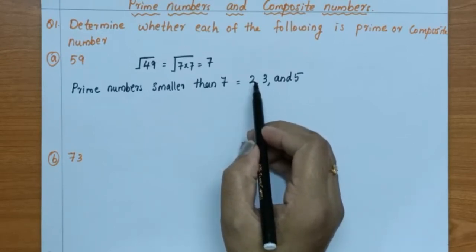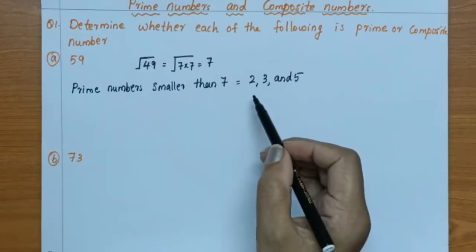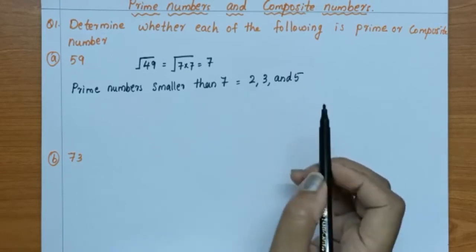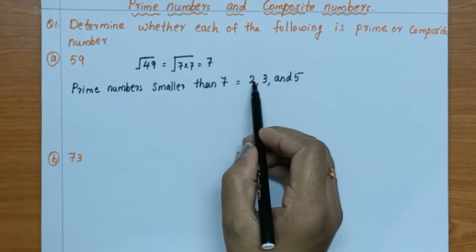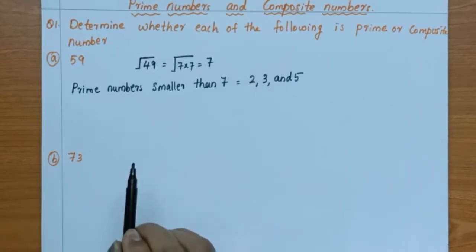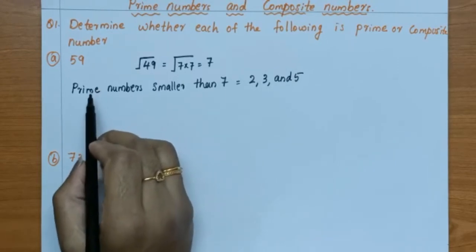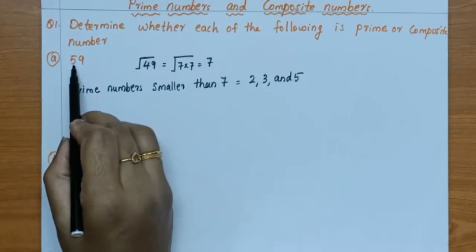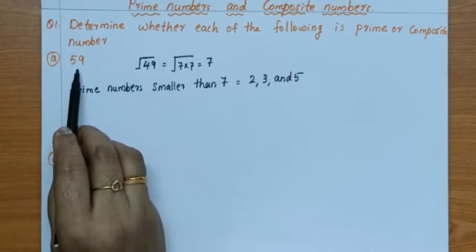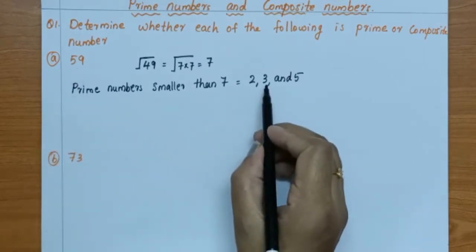In the previous session we have already learned the divisibility rule of 2. The end number should be 0, 2, 4, 6 or 8 for it to be divisible by 2. So here, 59, the end number is 9. That means 59 is not divisible by 2. Then we can check whether 59 is divisible by 3 or not.